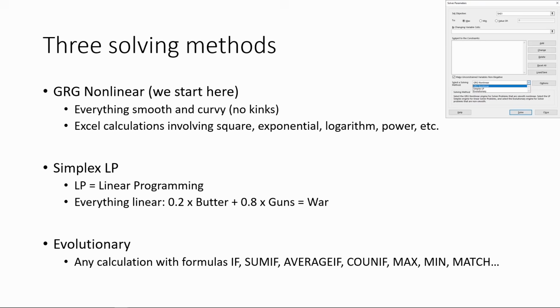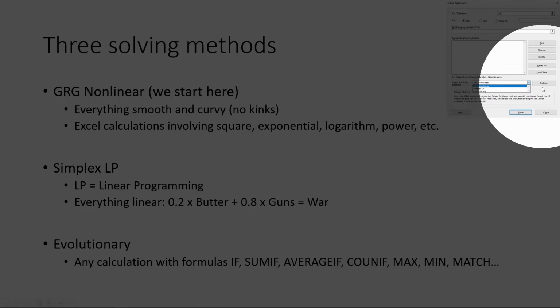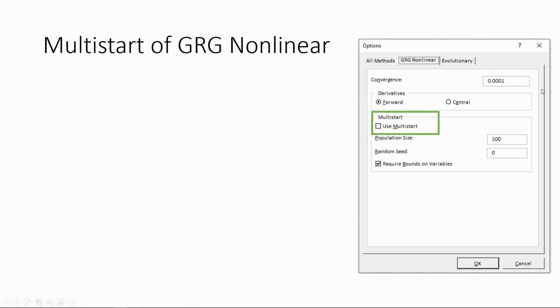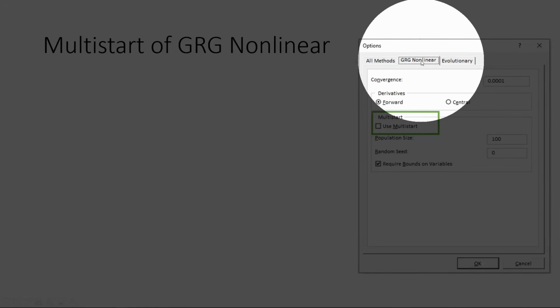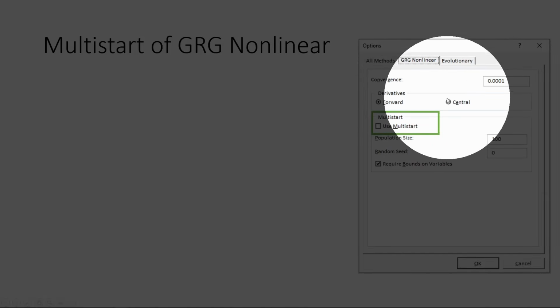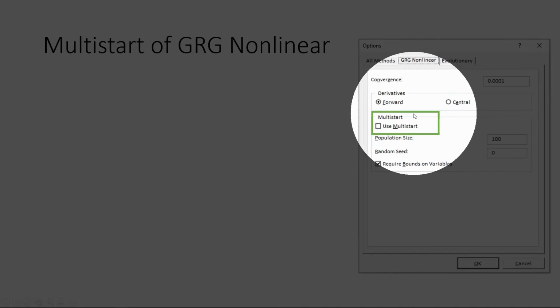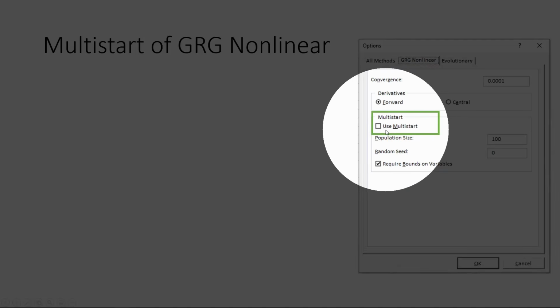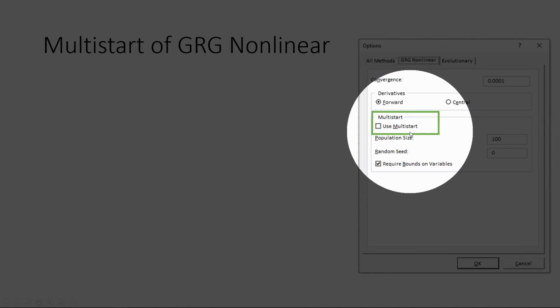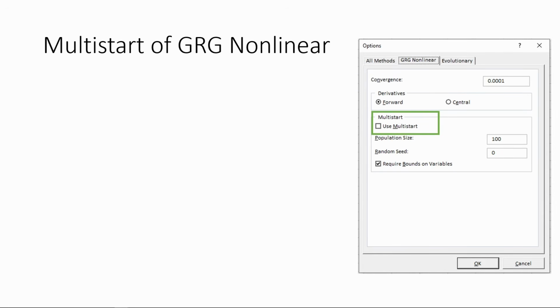There's one more thing within GRG nonlinear that you're going to see when you click this options button after you choose the GRG nonlinear engine. So within the options of GRG nonlinear, these things don't matter, you don't really need to change them. The only thing that you should check is the use of multistart. And what does this mean? Let me give you a graphic illustration.